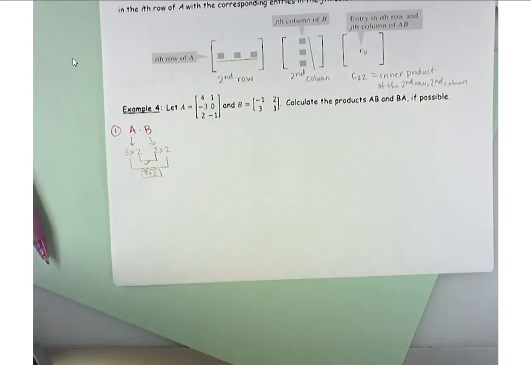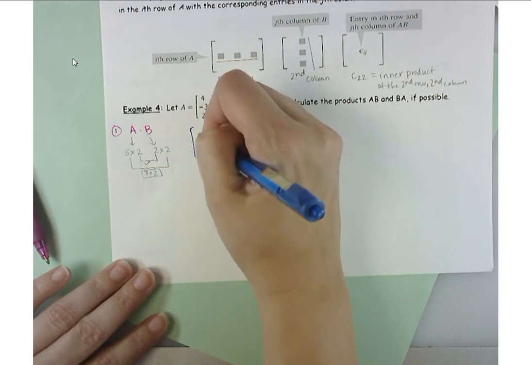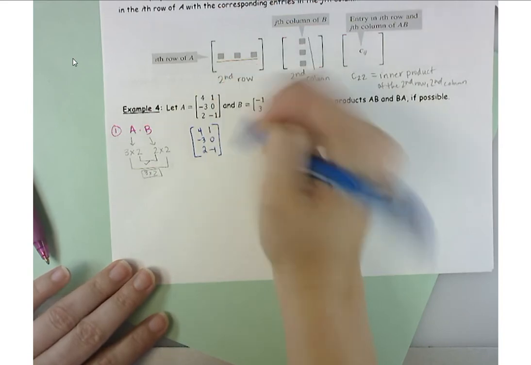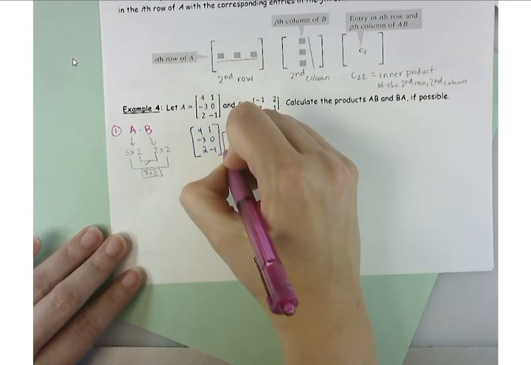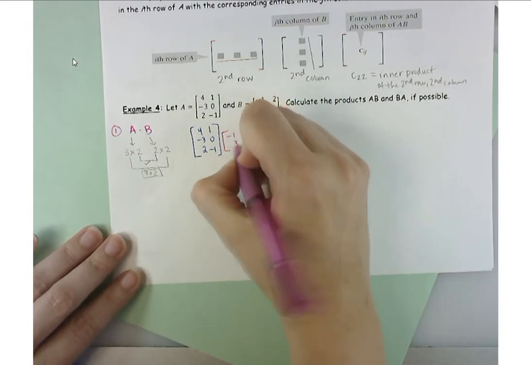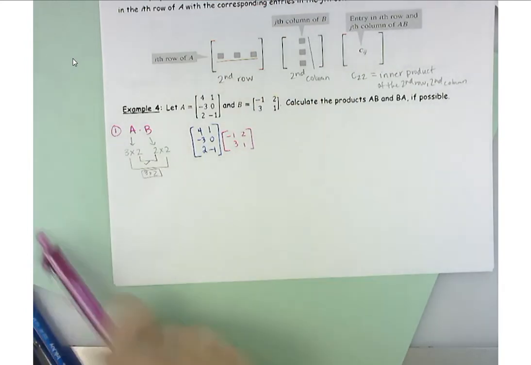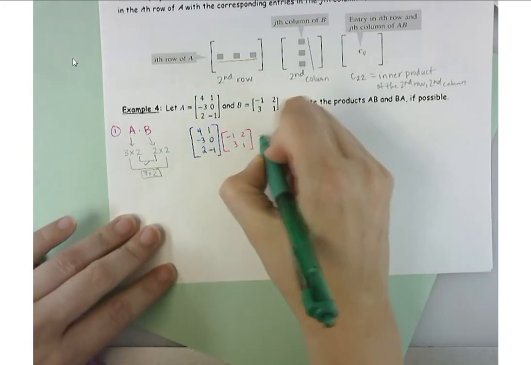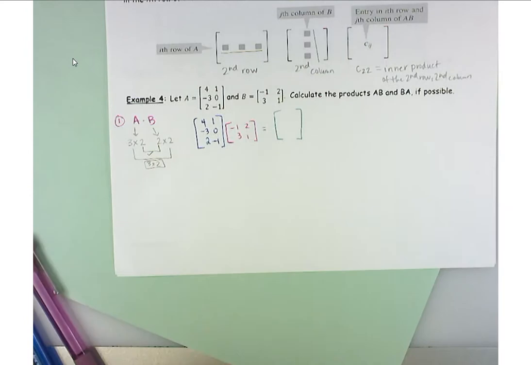So when I multiply these together, I'm just going to rewrite these out, because we're going to be writing on them. So this is matrix A, and this is matrix B. Okay, and then it is going to result in a 3 by 2 matrix. So a 3 by 2 matrix.